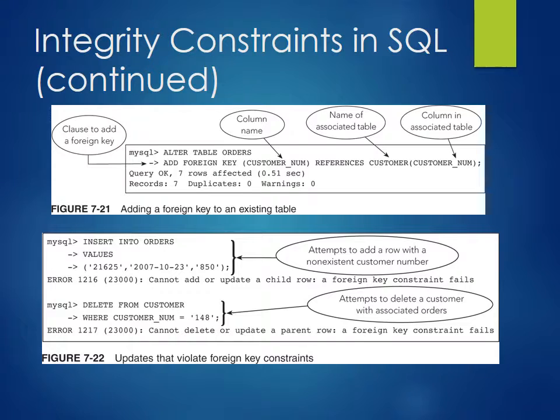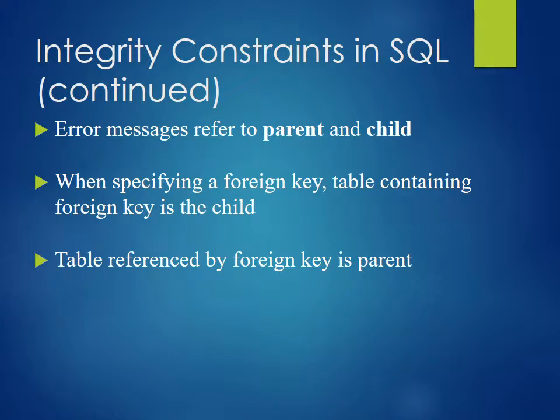Here's an example of using the alter command to set a foreign key. As you can see, you can set the values in there and delete from customers. These are figures 721 and 722 in your book. Something to note: when you get errors with integrity constraints, they often refer to parent and child tables when specifying a foreign key. The table containing the foreign key is the child table, and the table containing the primary key is the parent table.